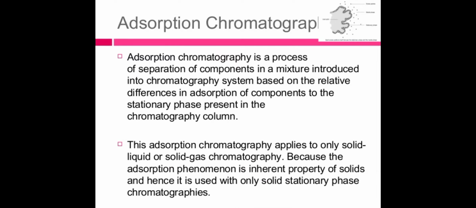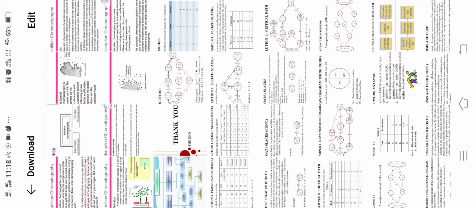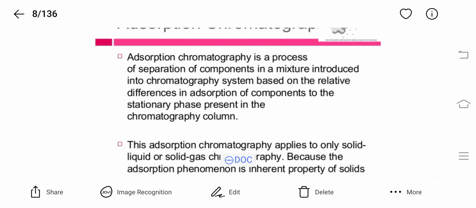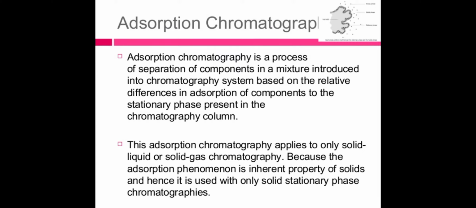This adsorption chromatography applies only to solid-liquid or solid-gas chromatography, because the adsorption phenomenon is an inherent property of solids. Adsorption can only be done on the solid surface. So adsorption chromatography should have one solid phase, whether it is the stationary phase or the mobile phase. Generally, in adsorption chromatography, the stationary phase is the solid phase.